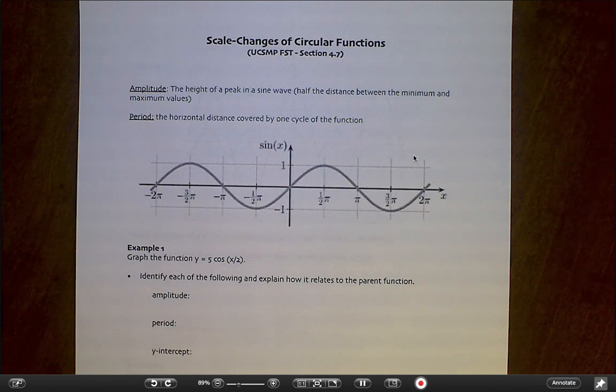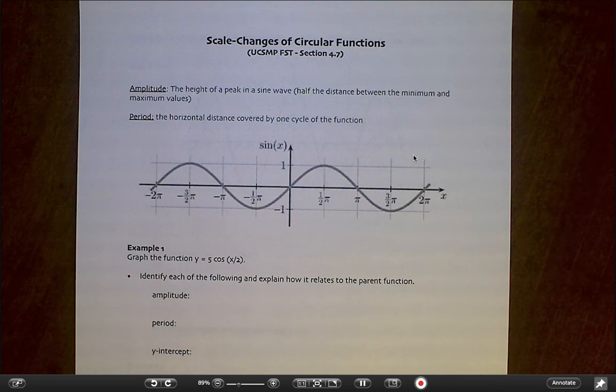Hi everyone, this is lesson 4.7 for Algebra 2, and what we're looking at now is scale changes of our trigonometric functions. So in the last lesson, we learned what the trigonometric functions look like originally. Those would be like the parent functions. In this lesson and really the next couple of lessons, we're going to start doing transformations on these things, which is going to take us way back to chapter 3.